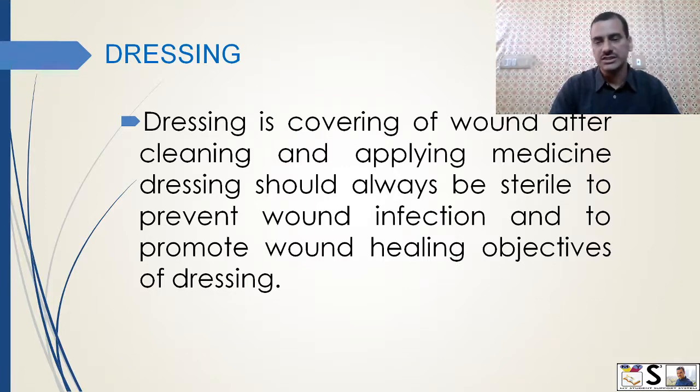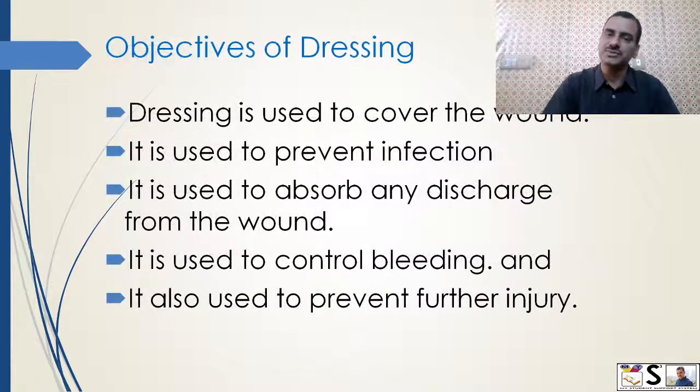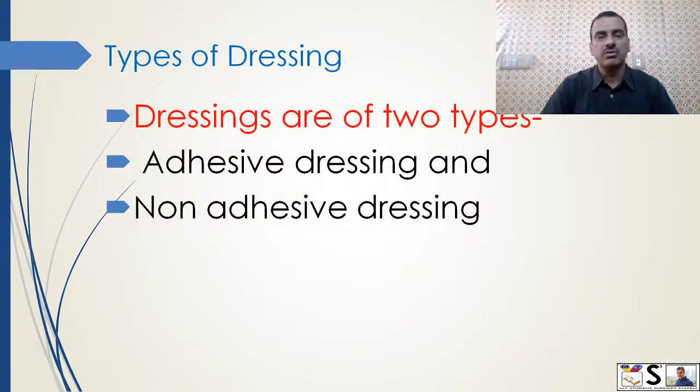Now we will discuss objectives of dressing. Dressing is used to cover the wound. It is used to prevent infection. It is used to absorb any discharge from the wound. It is used to control bleeding, and it is also used to prevent further injury because it is covering the wound.